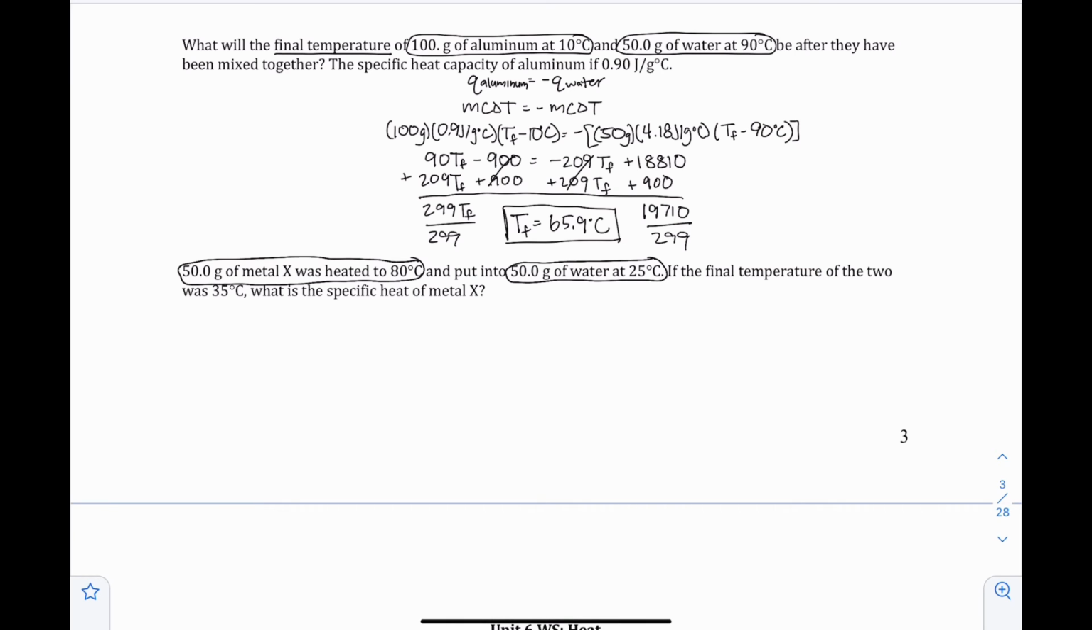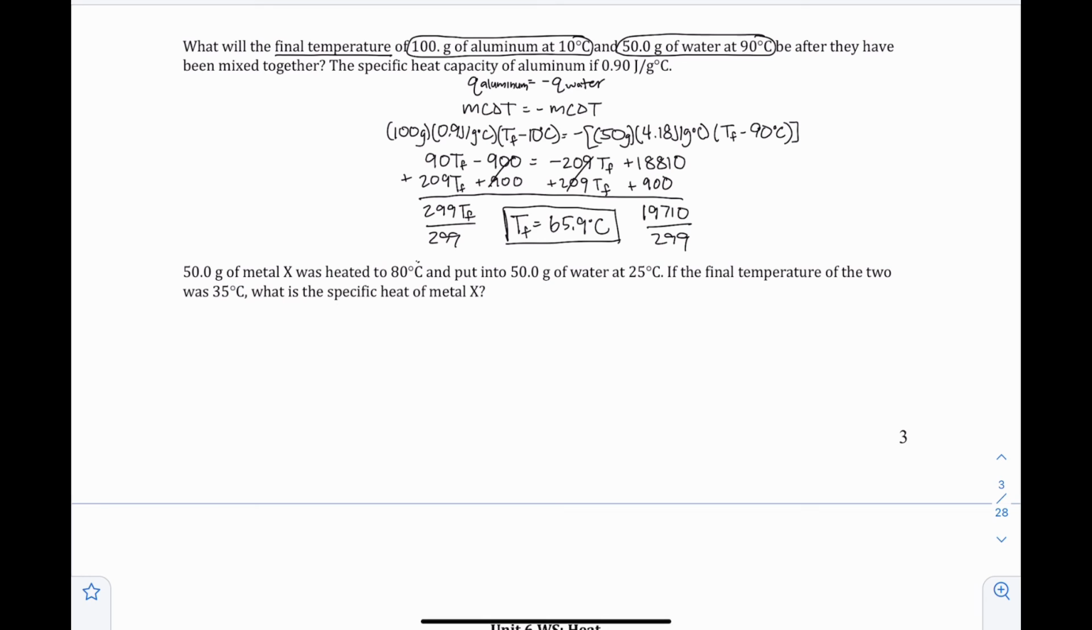Now this problem says the final temperature of the two substances was 35. So in this problem, our final temperature is given, but we're being asked to solve for the specific heat of the unknown metal. Okay, so you're still going to use Q equals negative Q, mCΔT equals negative mCΔT, except this time you are solving for one of the C's, the specific heat capacity constants. Okay, so try this problem out, pause the video, and at the end I will write down the answer for you.